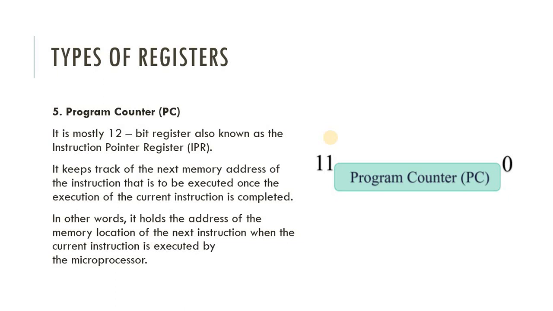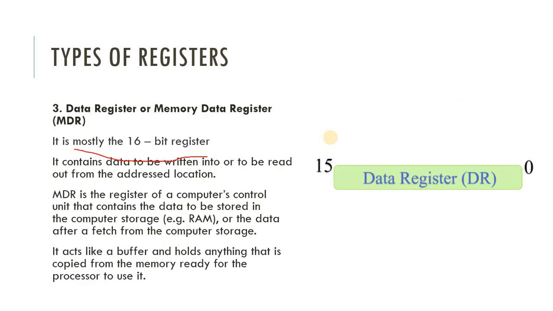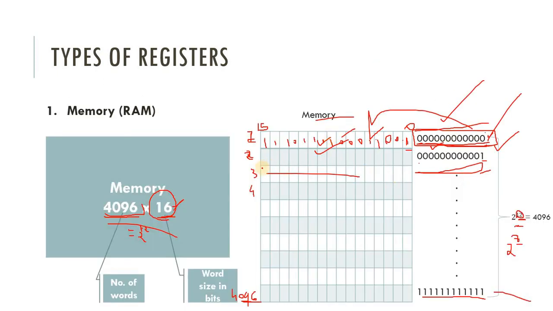It keeps track of the next memory address of the instruction that is to be executed once the execution of the current instruction is completed. So what does it mean? Suppose in this memory, the first instruction is stored here, the second instruction is stored here, the third instruction is stored here. Each has some memory address. Suppose this is the program counter and it is pointed here. After execution of this instruction, this block becomes empty.